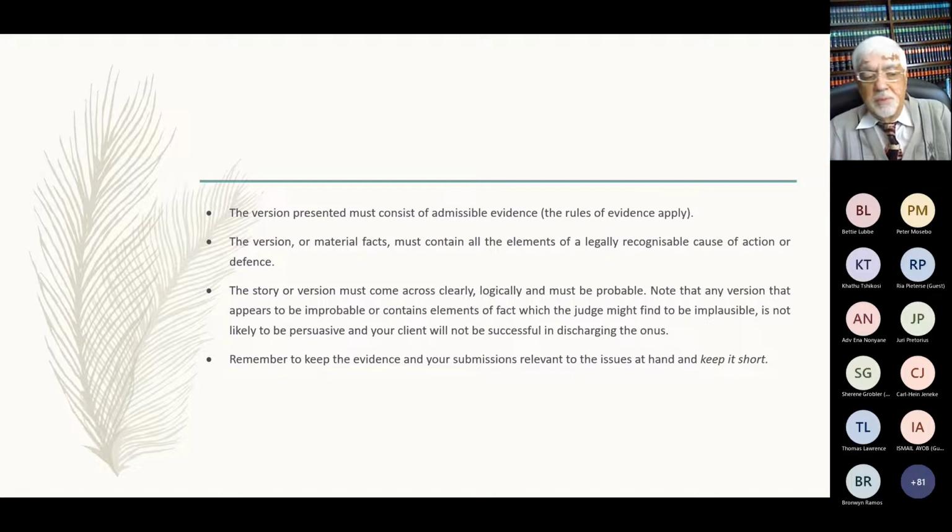The version that you present must consist of admissible evidence. In other words, the rules of evidence apply. So each time you call a witness to testify, that witness and the version they present must comply with the rules of evidence. So for example, if the witness gives hearsay evidence, that will be struck off.